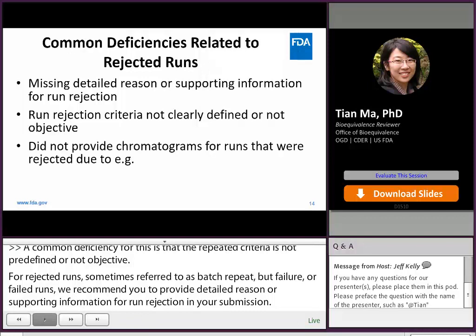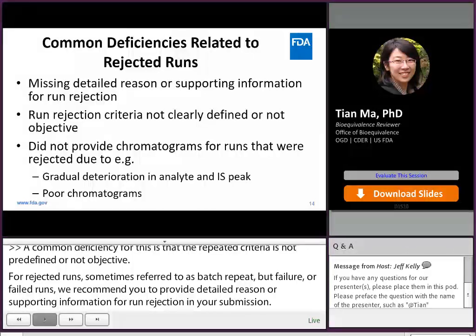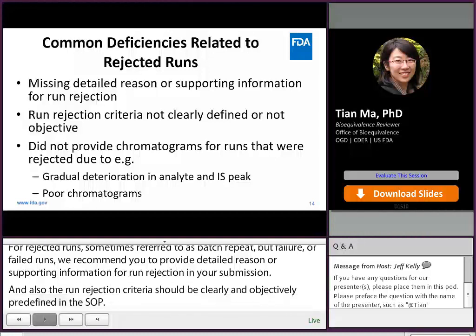Also, for those runs that were rejected due to, for example, gradual deterioration in analyte and internal standard peak, or due to poor chromatograms, please also provide the chromatograms for these runs so that the reviewer can verify whether these runs were rejected per SOP.